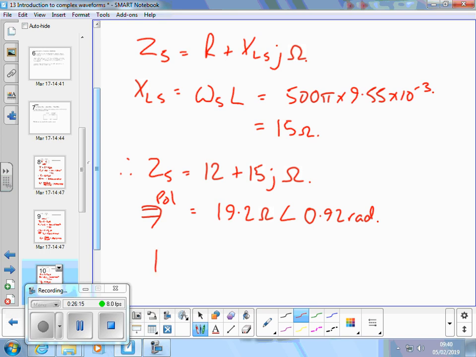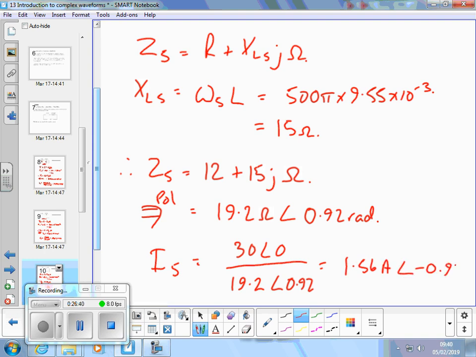So then we find I5: 30 angle 0 over 19.2 angle 0.92, which is 1.56 angle minus 0.92. Okay. So now we've got three currents, one for each of the three frequencies that make up that complex waveform.